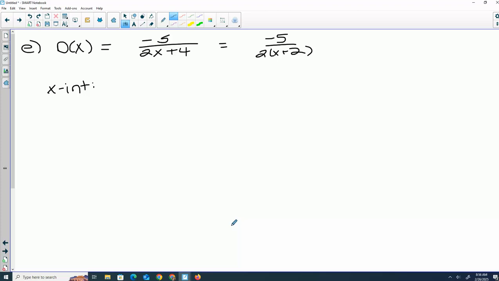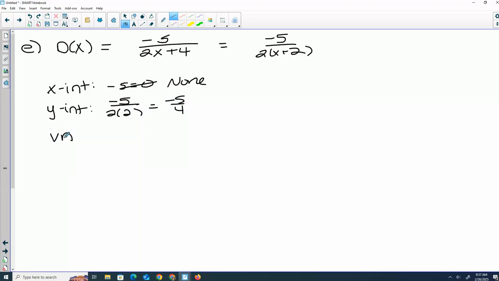How do we find an x-intercept? The top equal to 0. Does negative 5 equal 0? No, so there is none. How do we find a y-intercept? All the x's equal to 0. So we get negative 5/4.